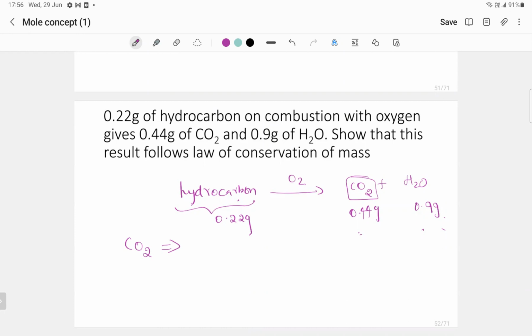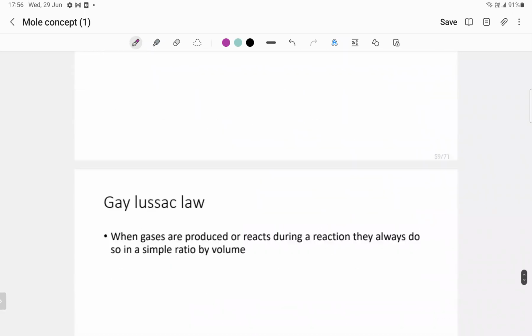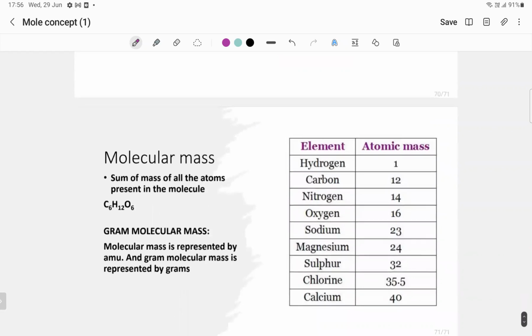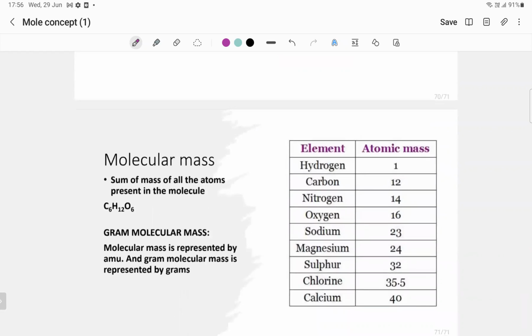For carbon, what is the atomic mass? 12. Very good. Atomic mass is the mass of the atom, and it is a constant, fixed value. Take a note of this. For the first 20 elements, you should definitely know the atomic mass from the periodic table.